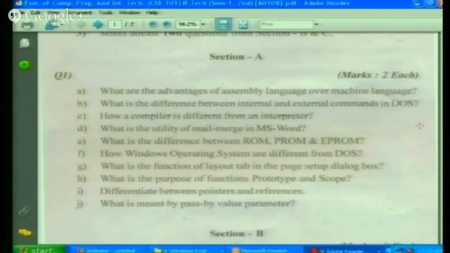Go to the third one. How is a compiler different from an interpreter? Again, it is an oral question, so you can change it. What will they write? Write down the difference. I can simply say differentiate between a compiler and an interpreter, or write the difference between a compiler and an interpreter.